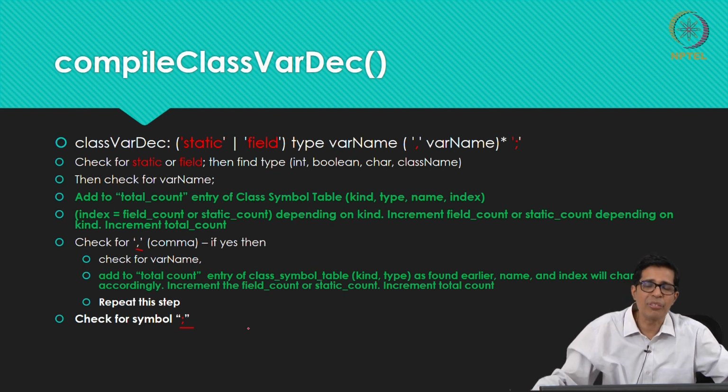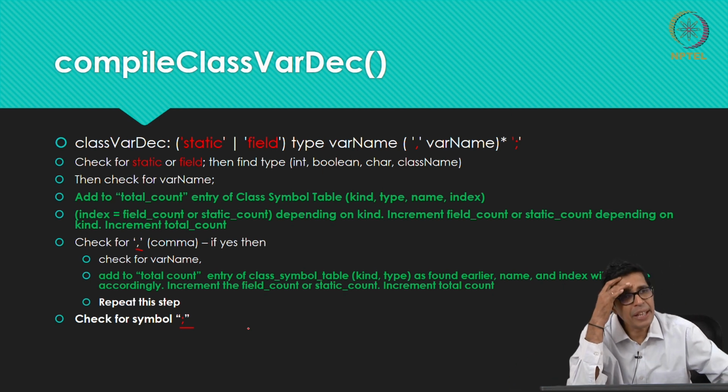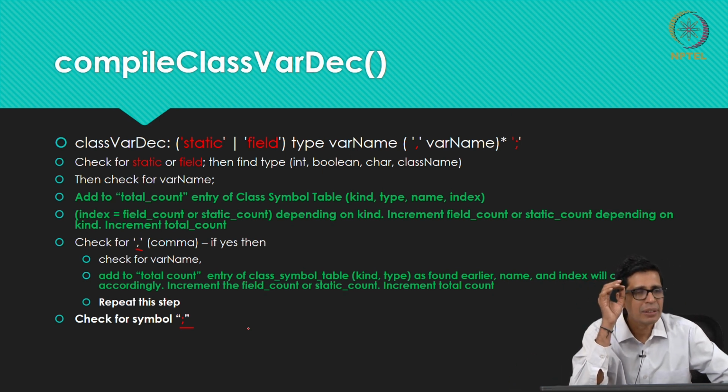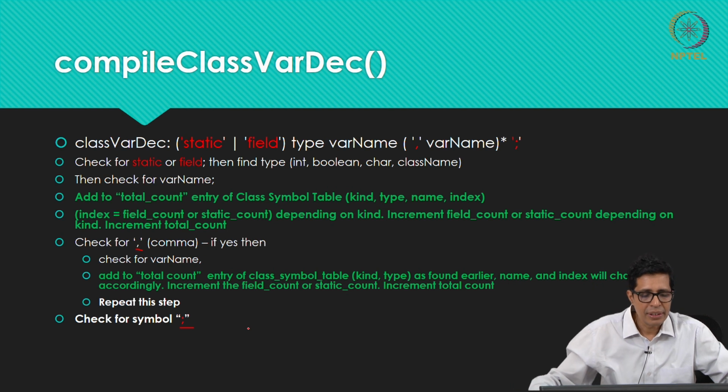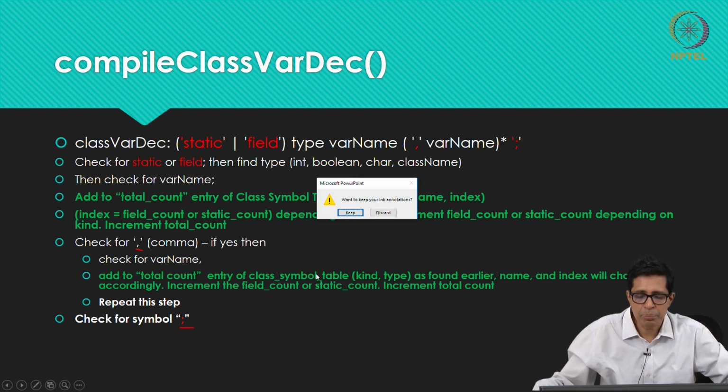And what is the role of class_var dec? It will populate the class symbol table completely, right? Right. Now let us see a simple example.